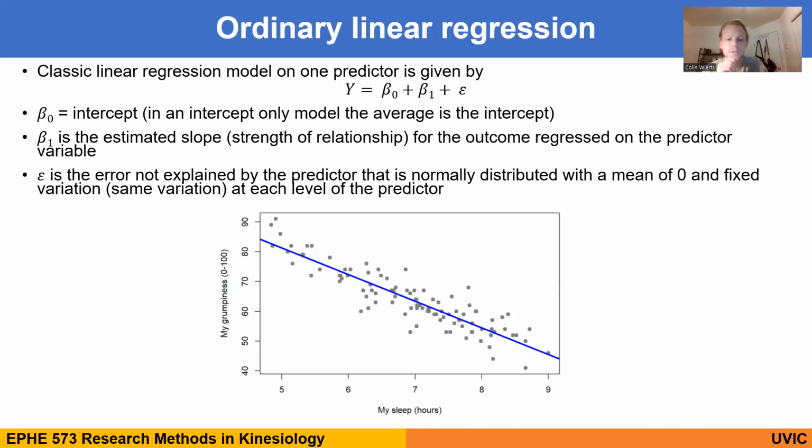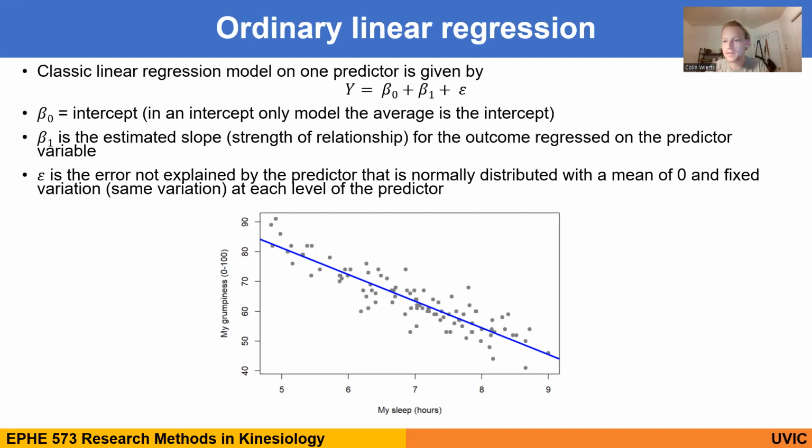So this is just our basic setup of a regression model, where we have one predictor. Our outcome is y, and the basic regression equation gives us an intercept, beta naught or beta 0. That gives us an intercept, and in an intercept-only model, this would be the average of our outcome.